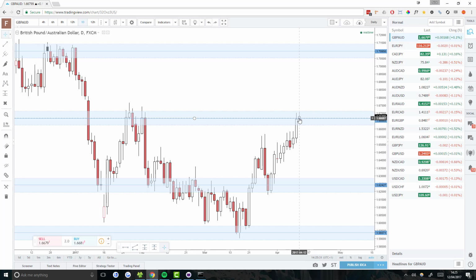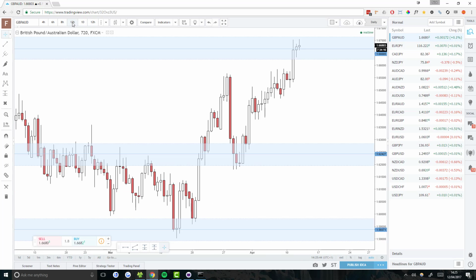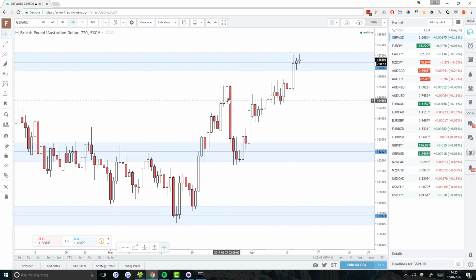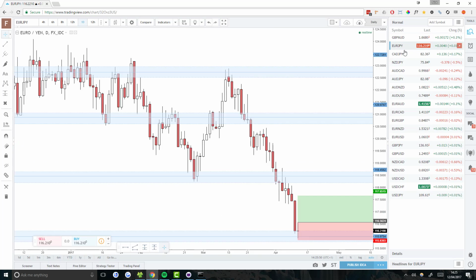Wait, I've got that wrong, I think. It's free, so 7 hours. 7.5 hours actually. It's closing in 7.5 hours. The 12-hour candle is closing also in 7.5 hours. So let's keep a close eye on GBPAUD.